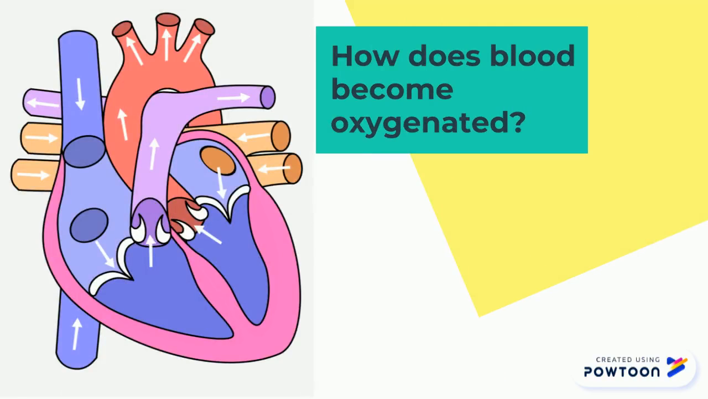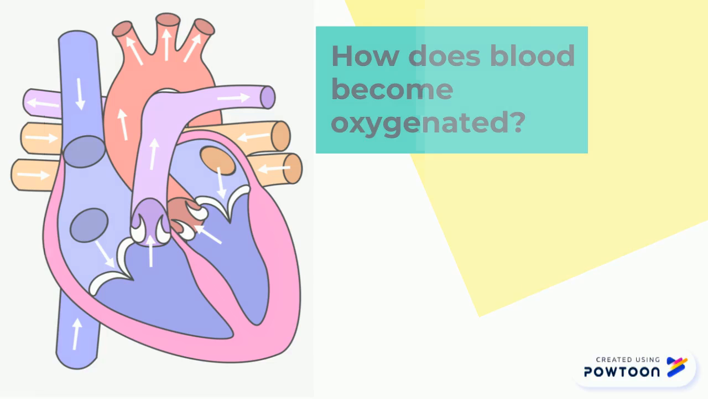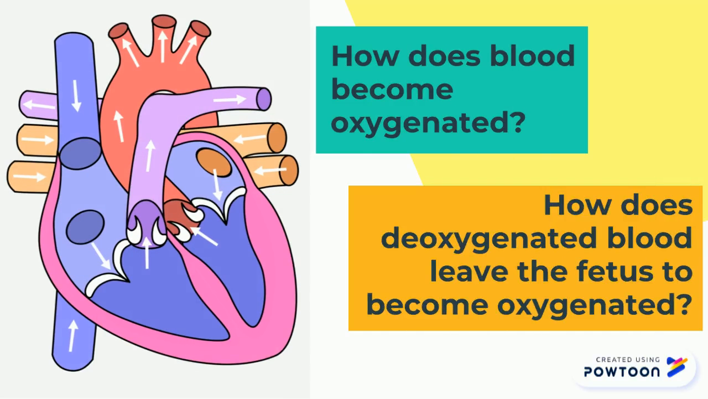Oxygenated blood enters the umbilical vein and travels through the inferior vena cava to the right and left atrium, left ventricle, and aorta, and into systemic circulation. You may also be wondering how this now deoxygenated blood leaves the fetus to become oxygenated. This blood moves through the superior and inferior vena cava to the right atrium and ventricle and onto the pulmonary trunk, aorta, umbilical arteries, and back to the placenta.